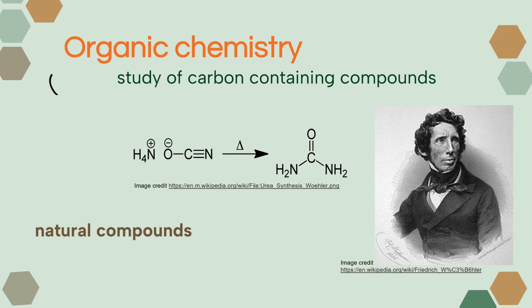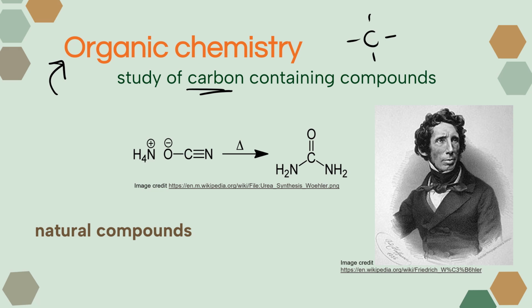So what even is organic chemistry? It is a study of carbon-containing compounds. Carbon is pretty cool. It's got 4 valence electrons. That means that it needs to make 4 bonds in order to fulfill the octet rule. That's a lot of really interesting ways that carbon can bind to other atoms.